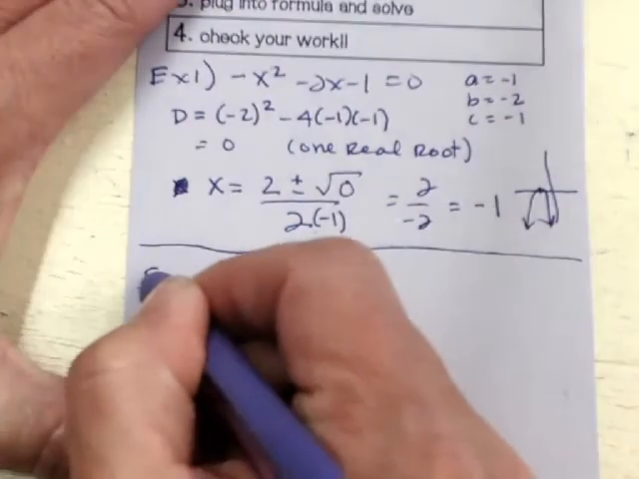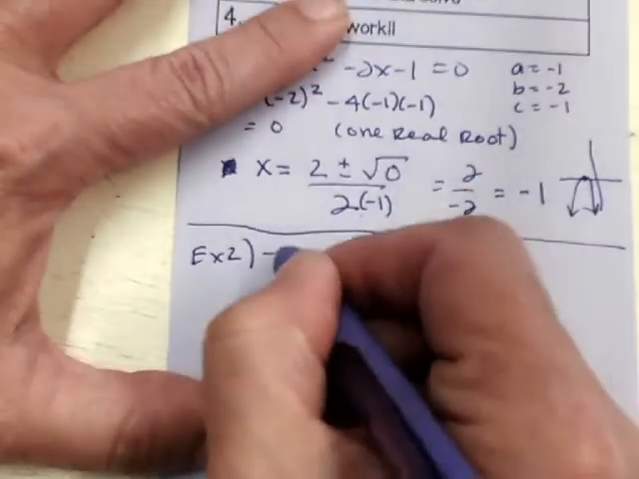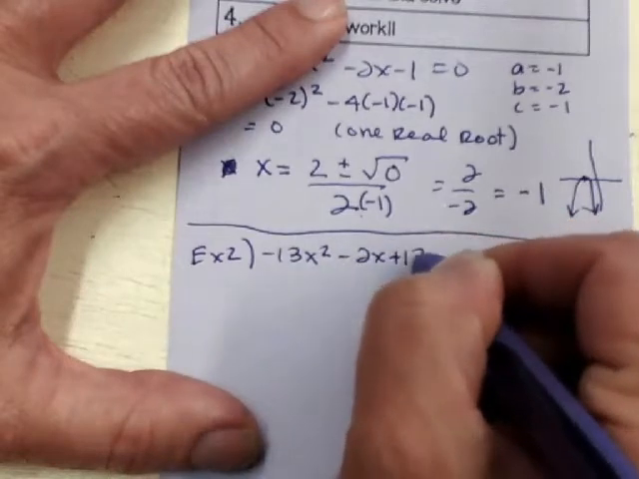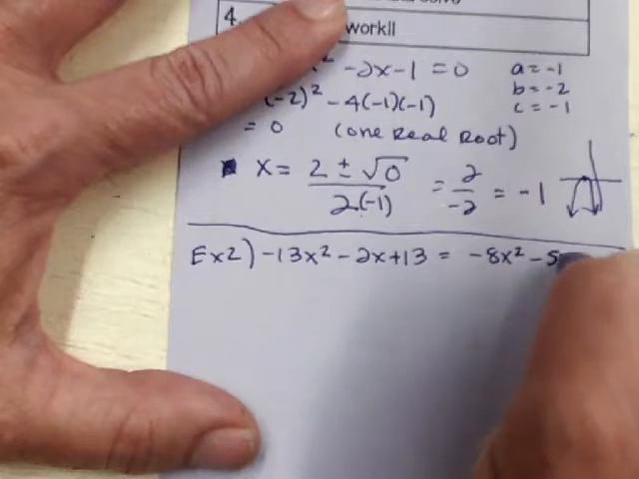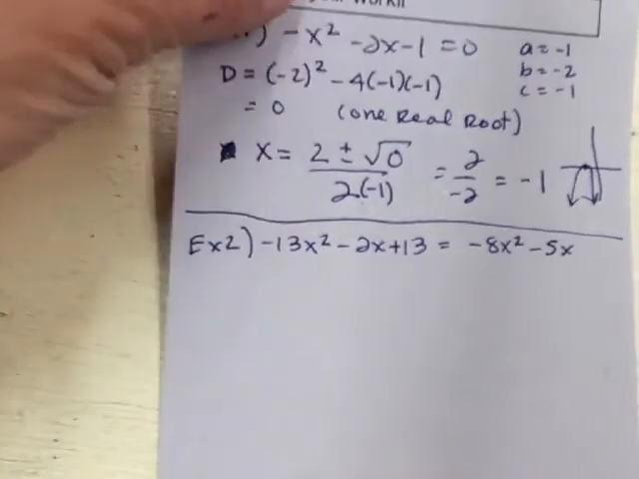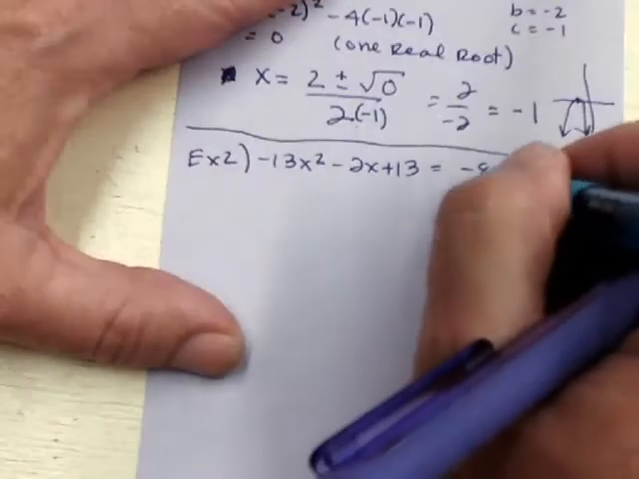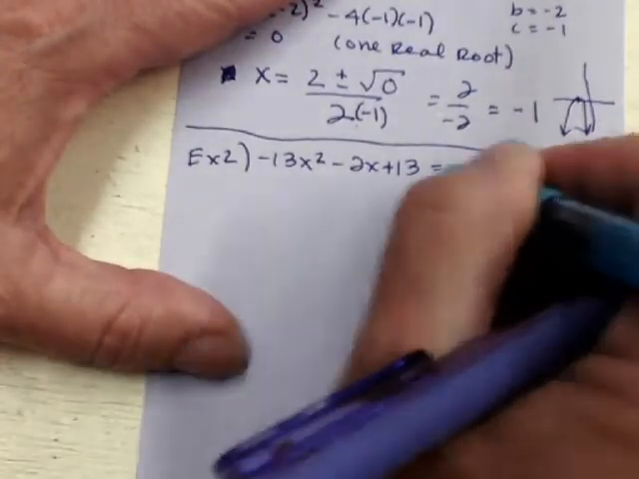Alright, example 2. I have negative 13x squared minus 2x plus 13 is equal to negative 8x squared minus 5x. It is not in standard form, and I need everything on one side. So I'm going to use inverse operations to move things over and line up like terms.